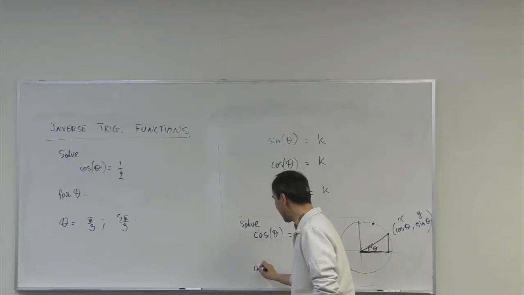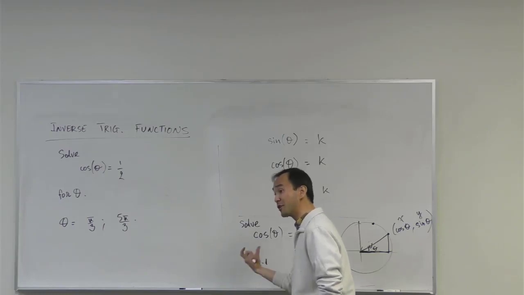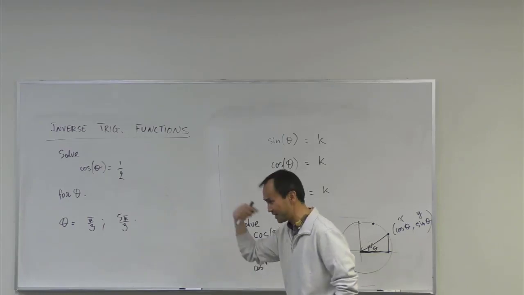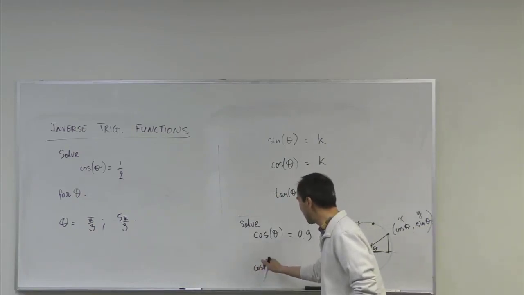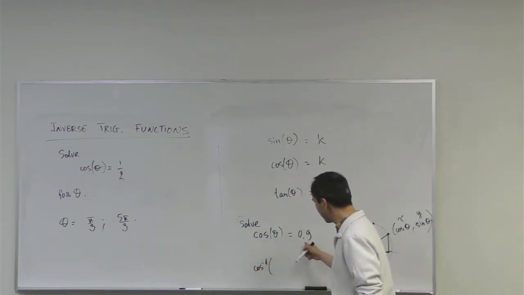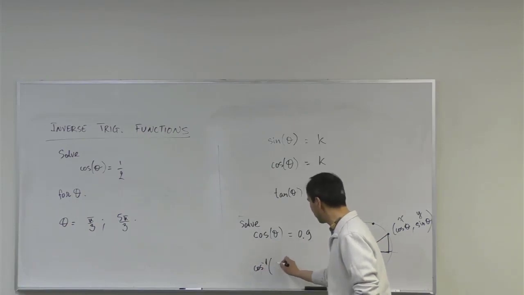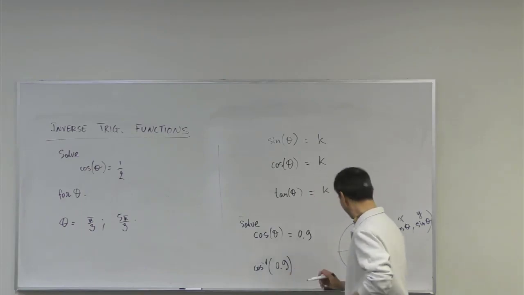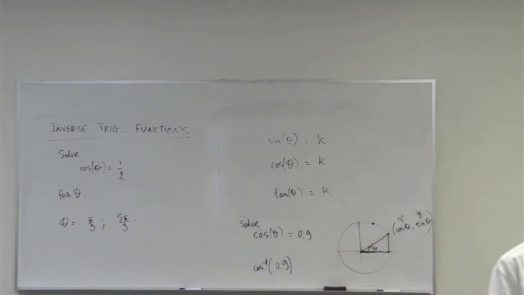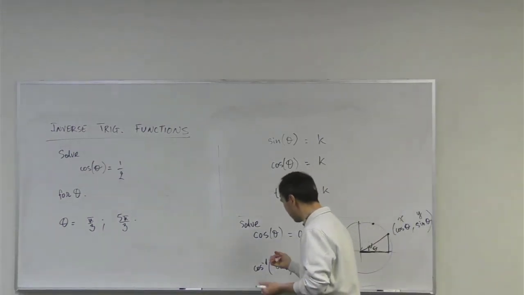We want to check the inverse operation. The operation is sort of like a process, something that we do to a number, to a value. So we take the inverse cosine of 0.9. That's the way we're writing it, with cosine with a superscript -1.